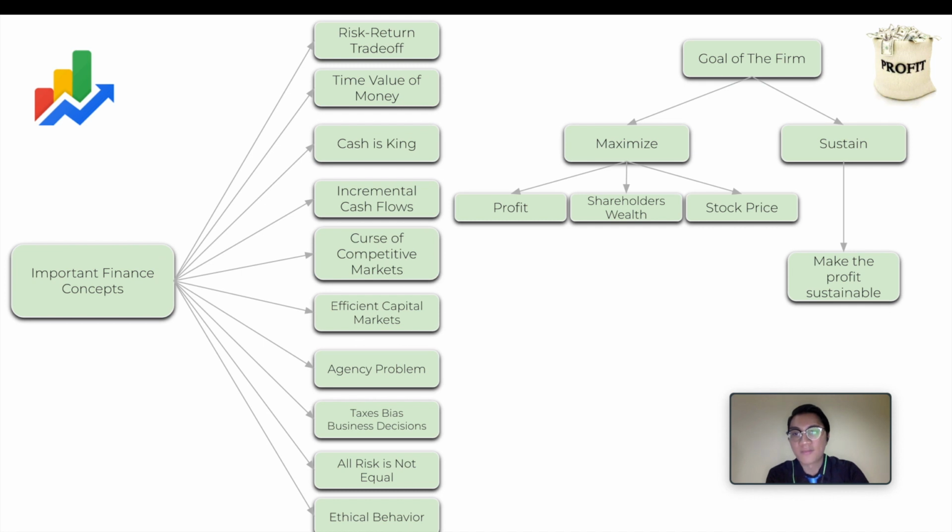Additionally, we have many important finance concepts that are already mentioned in this class. We have risk-return trade-off, time value of money, cash is king, and so on. Other than financial management goals that I have already mentioned, now we do have the goal of the firm itself. We have 3 things to be maximized and 1 thing to sustain. The 3 things that have to be maximized are profit, shareholders' wealth, and stock price. And 1 significant thing that has to be sustainable is profit.